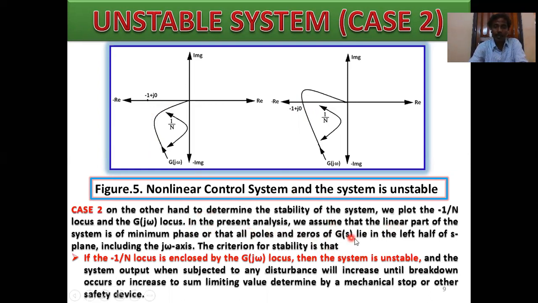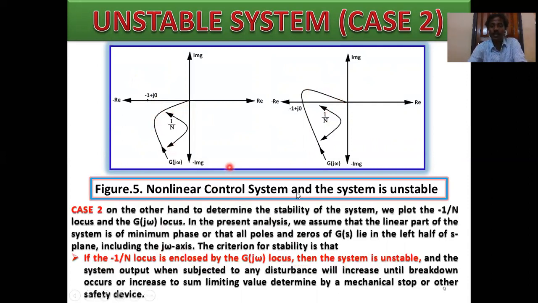In the present analysis, we assume that the linear part of the system is of minimum phase, or that all poles and zeros of G(s) lie in the left half of the S plane, including the j omega axis. The criterion for stability is that, for what condition will this be unstable? If the minus 1 by N locus is enclosed by the z omega locus, then the system is unstable. This is enclosed by the z omega locus.